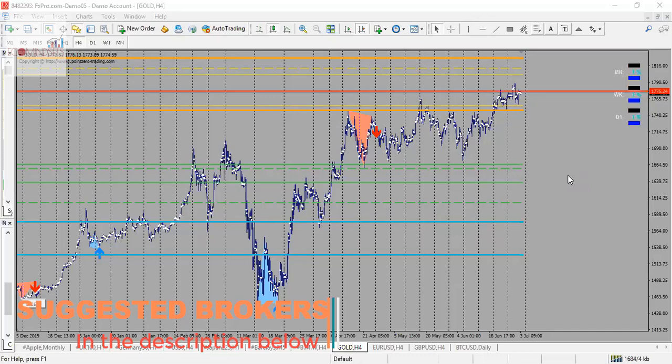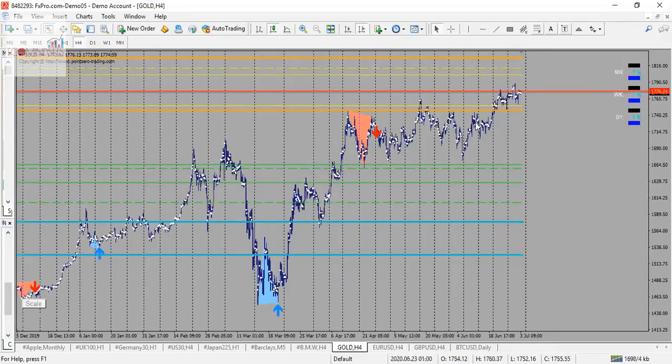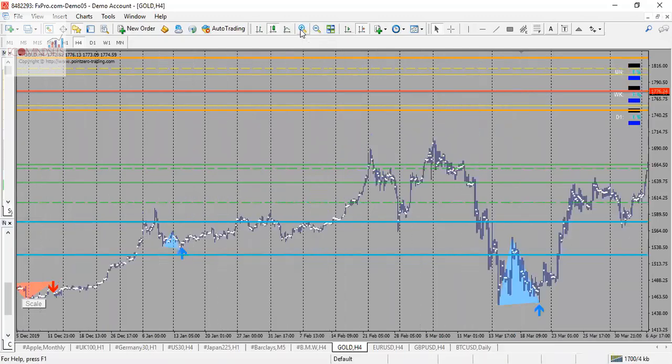Those markings I did there are double bottom patterns that I'm trying to identify on the chart. So you can see the pattern there. They are patterns I trade a lot most of the time: the double bottom and the double tops.